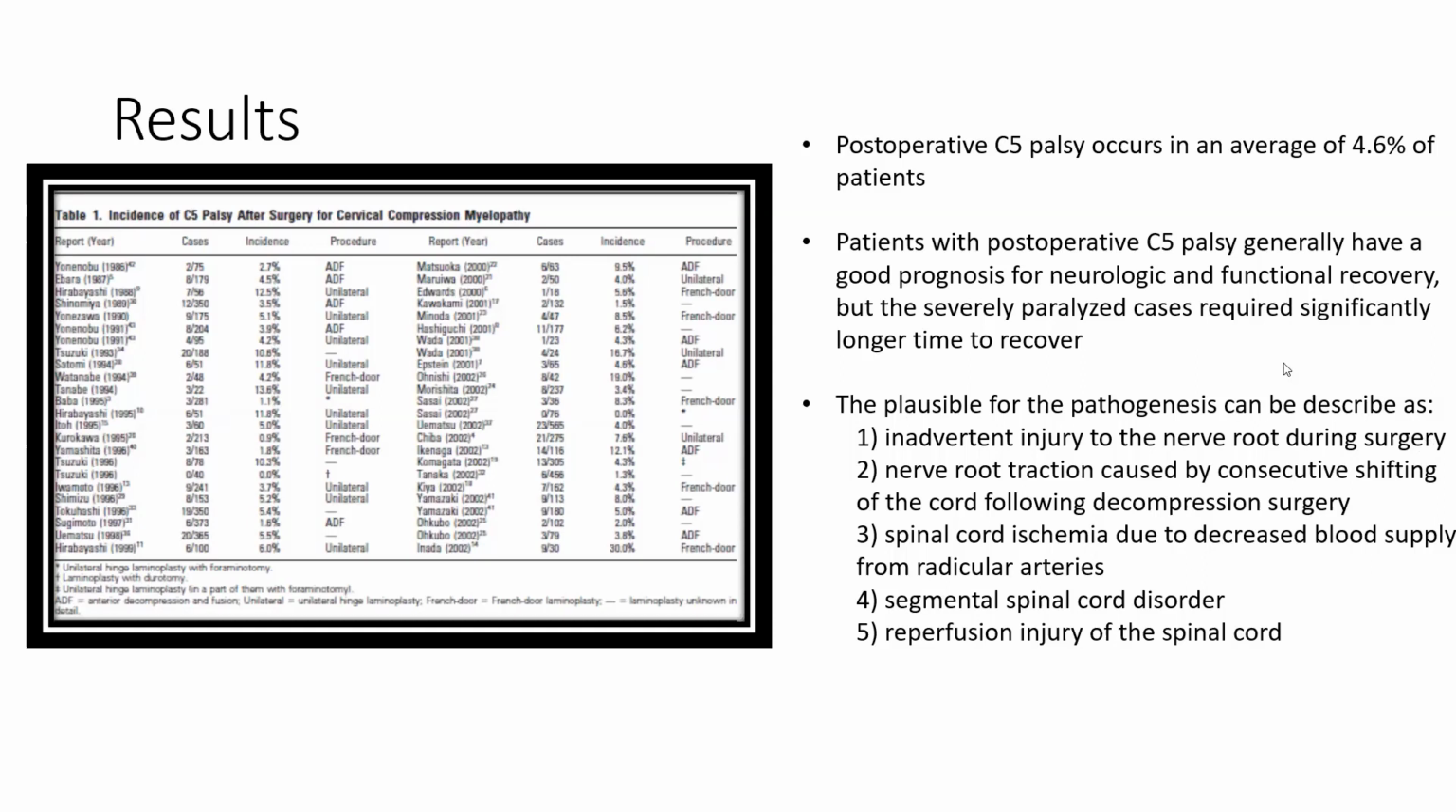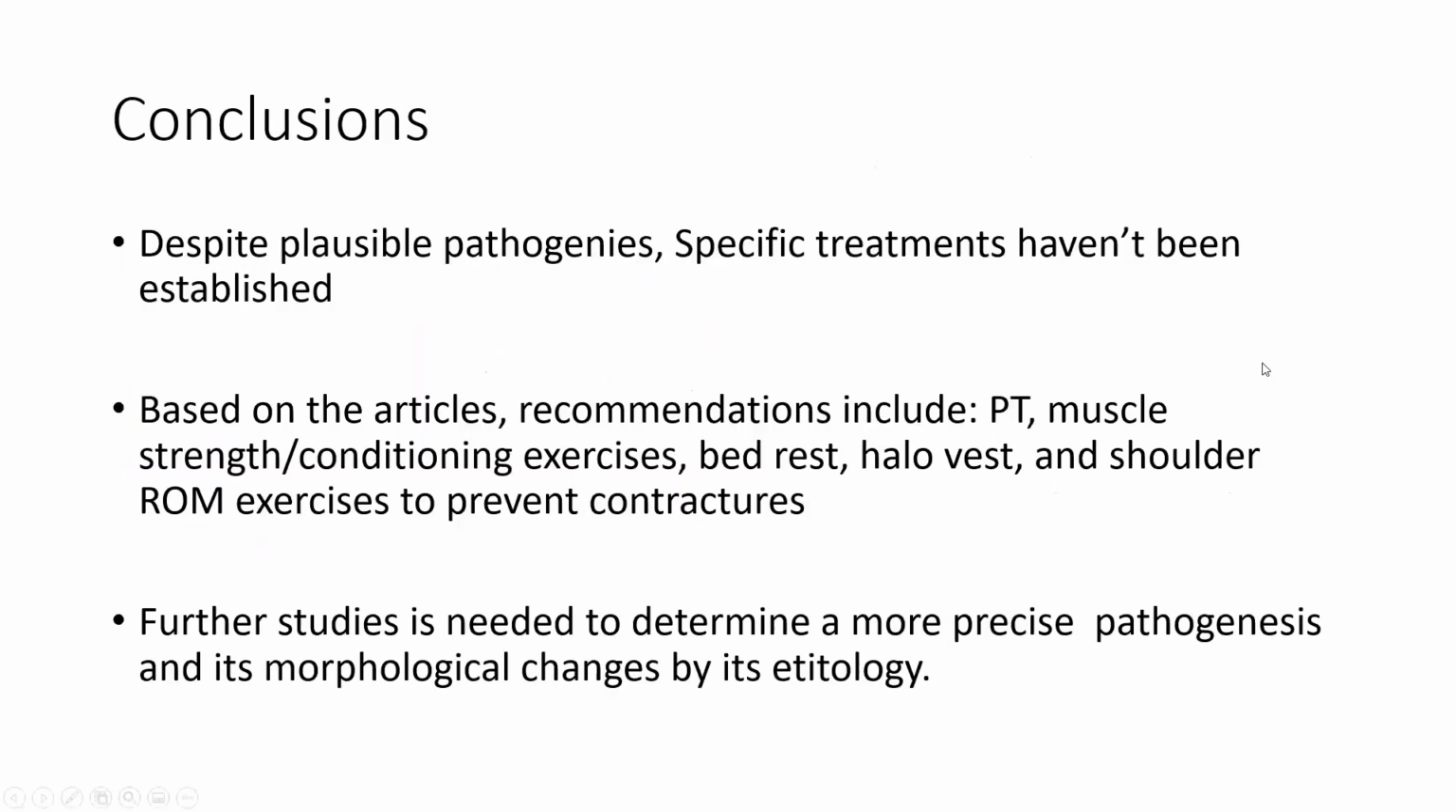Thank you, Dr. Patel. So overall, what they conclude here is that, as Dr. Patel mentioned earlier, the list of possible pathogeneses for C5 palsy is all theory, a hypothesis. And despite that, no specific treatment has been shown from these studies. As mentioned earlier, some of the recommendations include physical therapy, muscle strengthening and conditioning, bed rest, halo vest, and shoulder range of motion to prevent contractures.